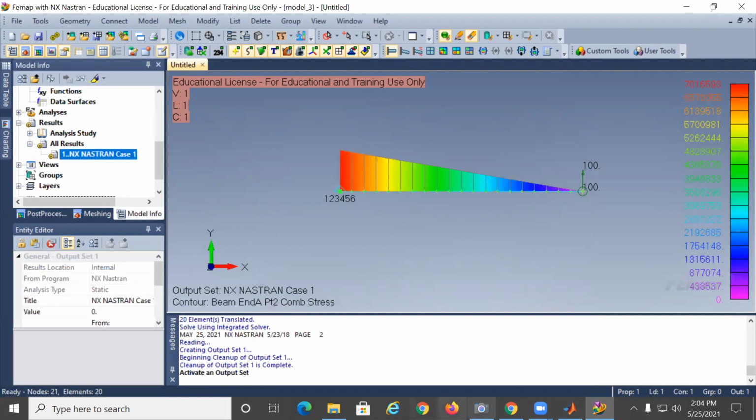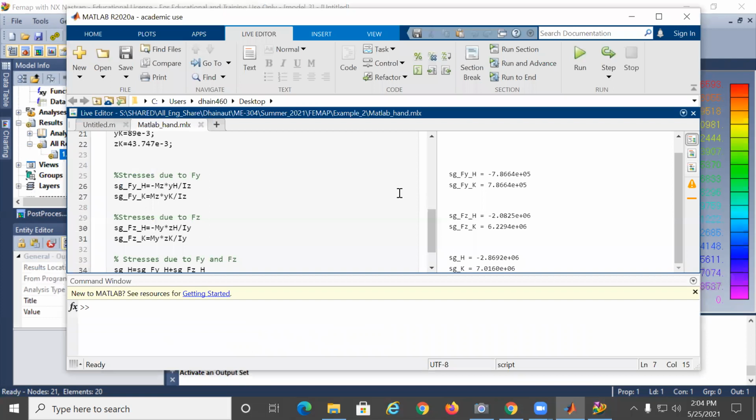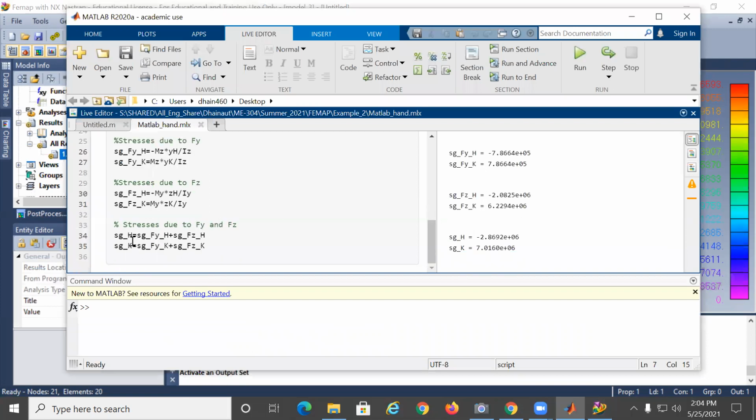All right, so let's see what we get from the MATLAB. We get here that the stress at point H is 2.8692, 10 to the 6 in compression, so pascals. And at point K it is 7.016, 10 to the 6 pascals in tension.